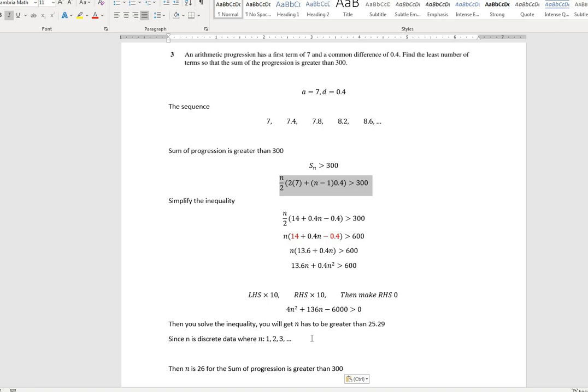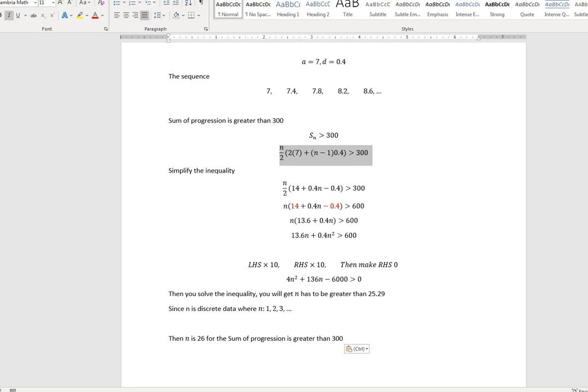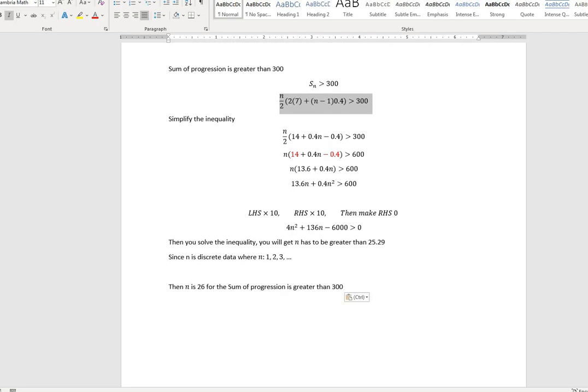Just take note that n is discrete data, where n is countable. 1, 2, 3, 4, 5, and there's no such thing as 1.5 or 1.3, because this is discrete data. So since n has to be greater than 25.29, n is a whole number, so n has to be 26. That is the least number for the sum of the progression to be greater than 300. Settle question 3.